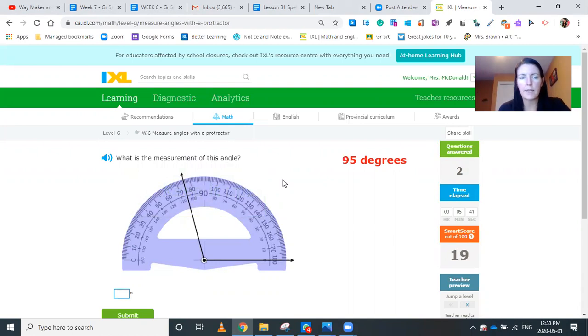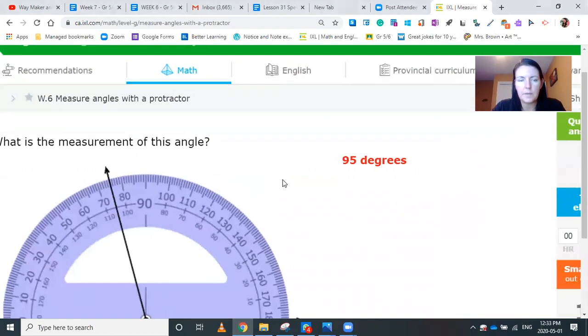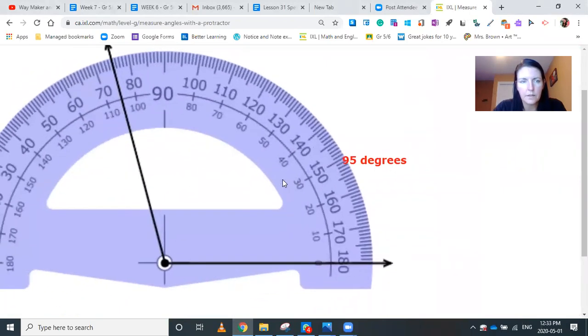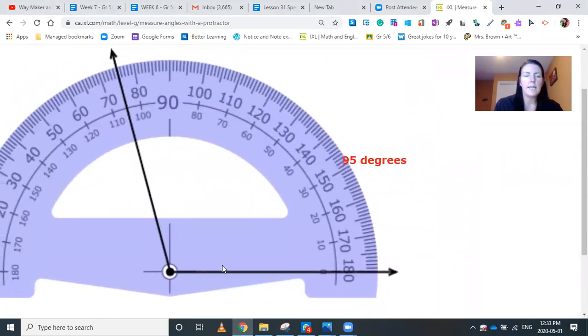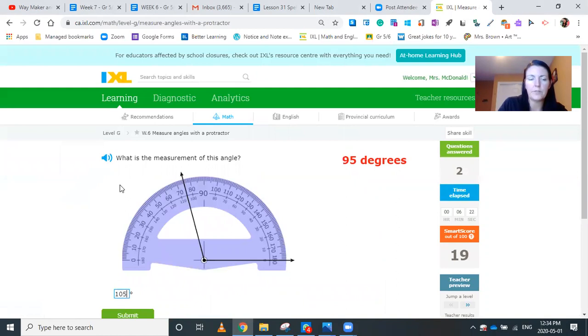Okay, what is the measure of this angle? Let's look at it a little bit closer. As you can see, my 0 line is lying here, and we need to use the inside numbers. Outside is 180, we need to start at 0. So we're going to be ignoring the outside numbers. We're only going to be looking at the inside numbers. So we're going to go all the way. We can see it goes to 100, goes past 100. So this long line here is 100, 101, 102, 103, 104, 105 degrees. Okay, 105 degrees.